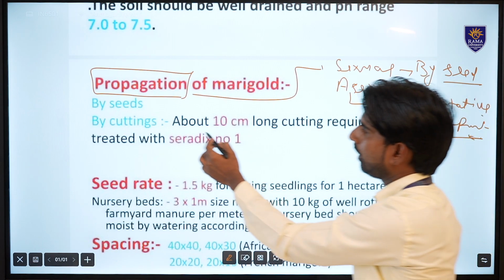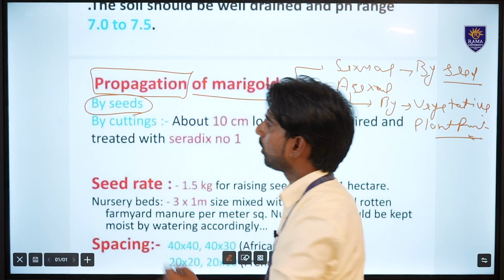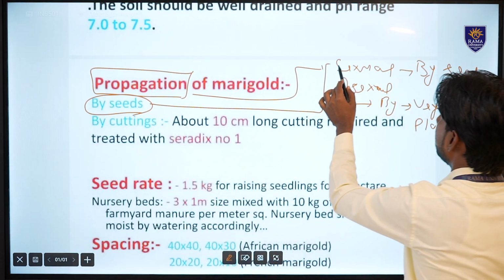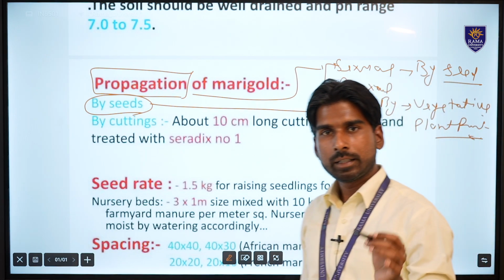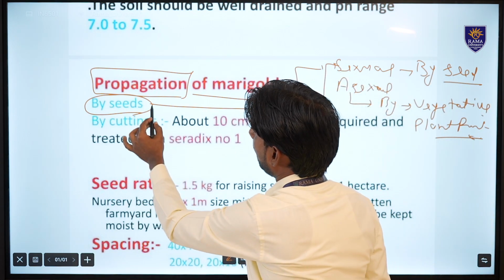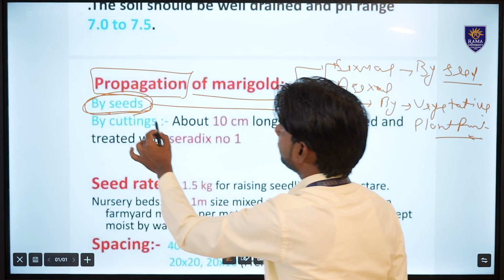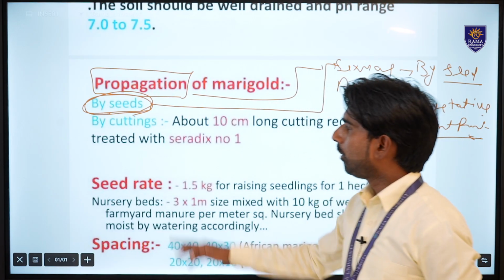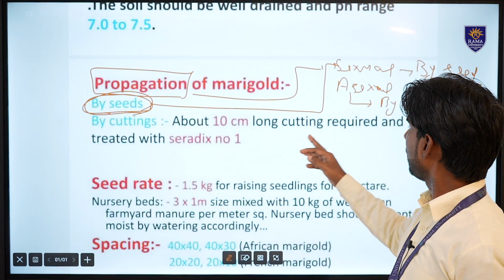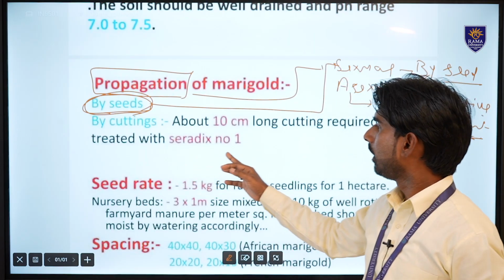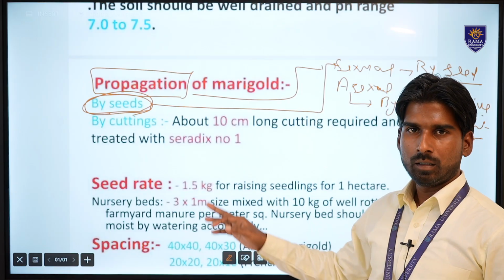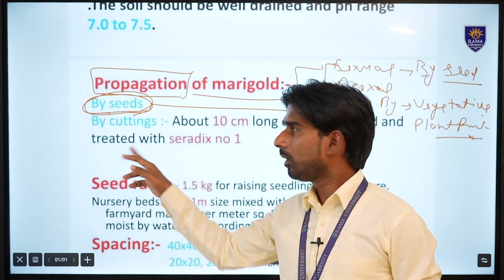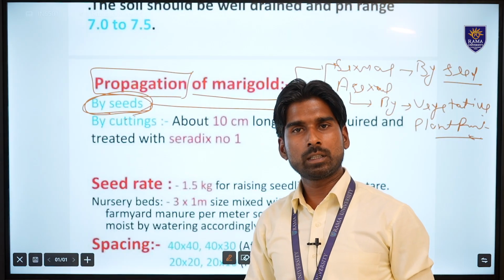Here we are seeing marigold propagation by seeds. Seed is classified as sexual propagation. The second method is by cutting, where a 10 centimeter long cutting is required and treated with Ceradox number 1. Two methods are applied in propagation, but the seed is the commercial propagation method of marigold.